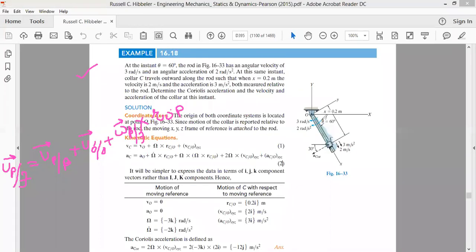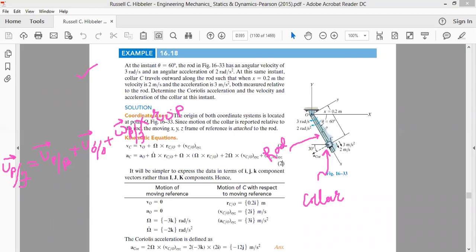we have a rod, and attached with this rod is a collar. The collar slides on the rod. It starts its motion from here and goes downwards. This is the motion of the collar.